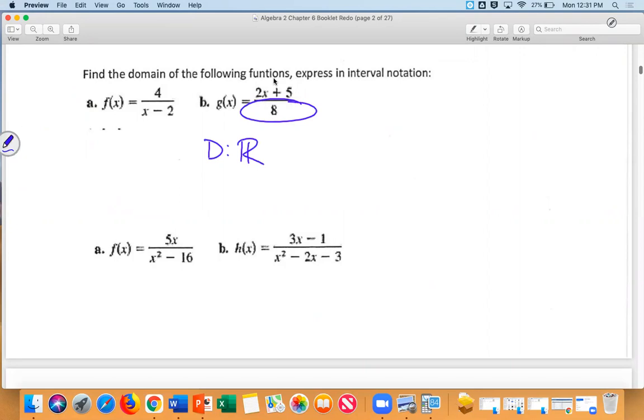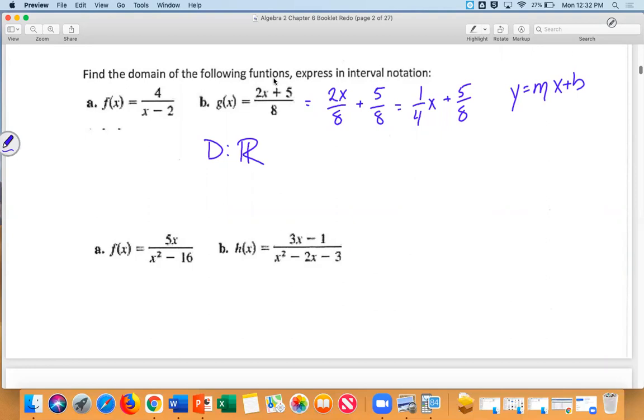Now, Kailana, you asked, well, what if the x is in the numerator? Well, watch this. Divide by 8, right, Kailana? Can I break that up like that? Are we allowed to do that? What's 2 over 8? Isn't that 1/4? Plus 5/8. Doesn't that look like y equals mx plus b?